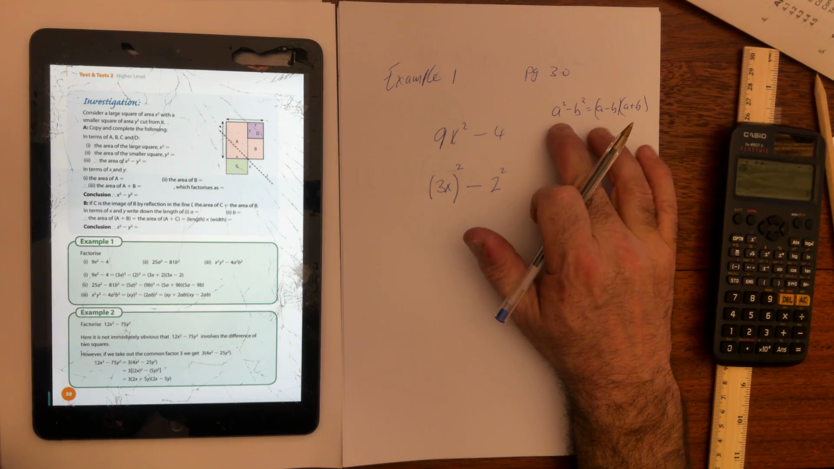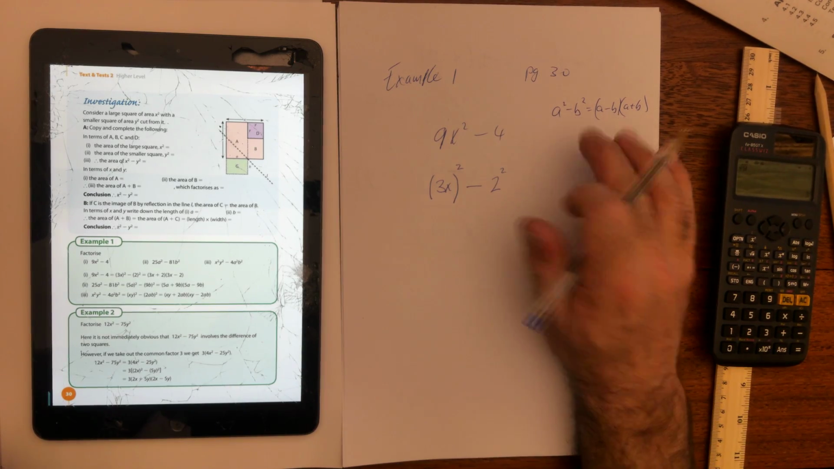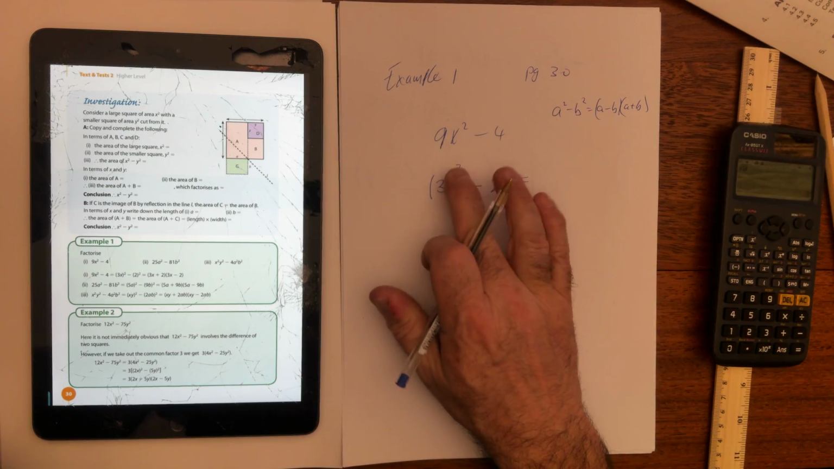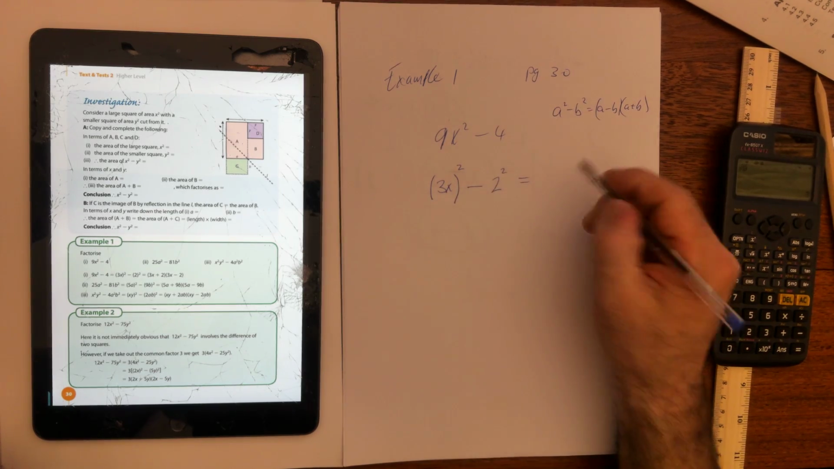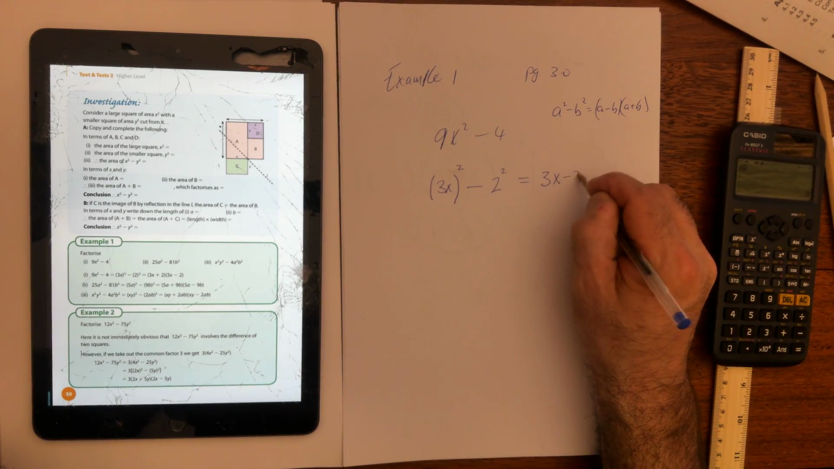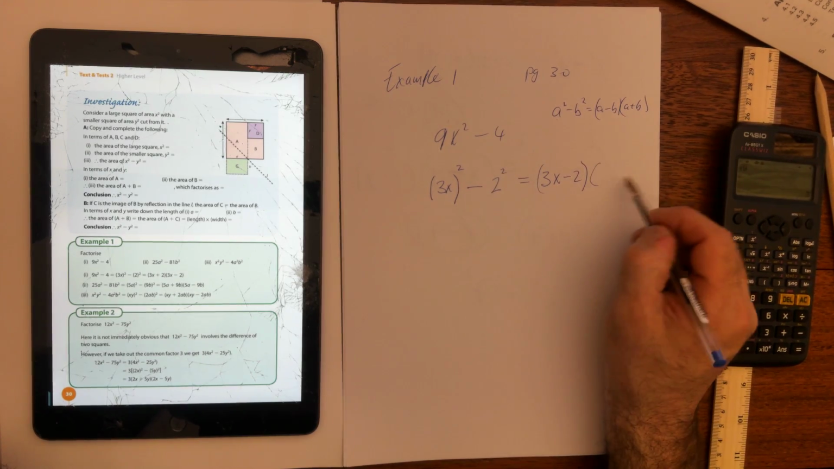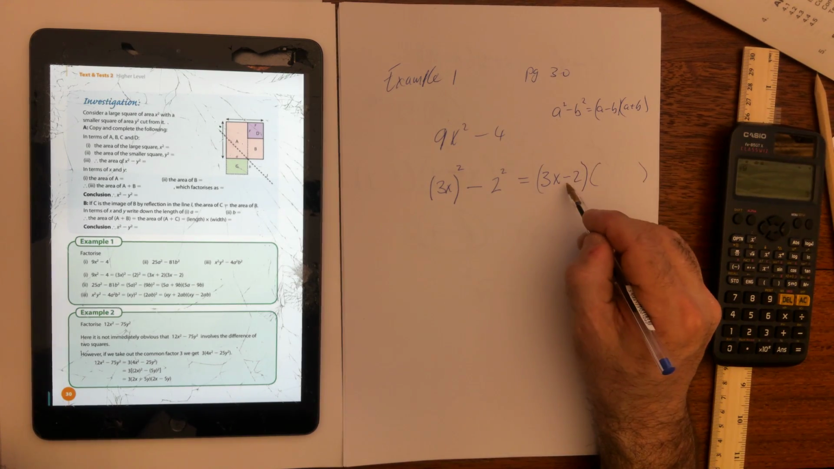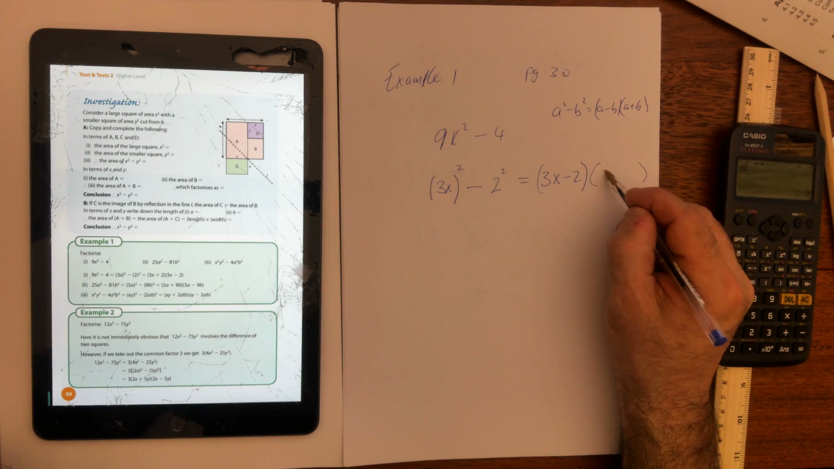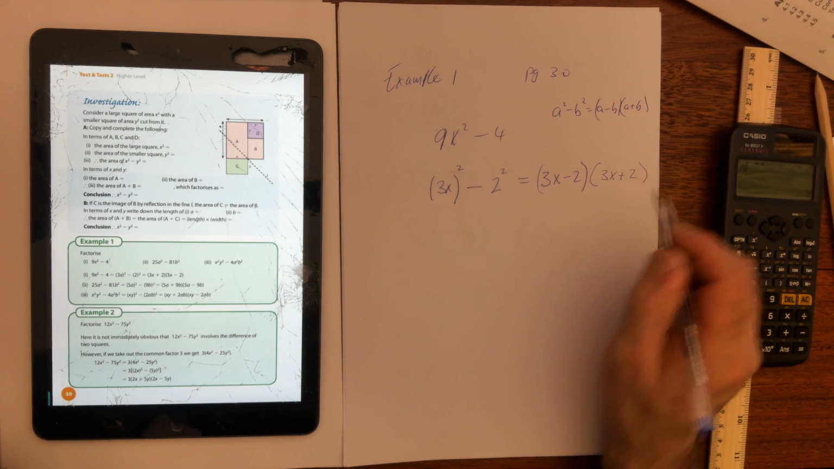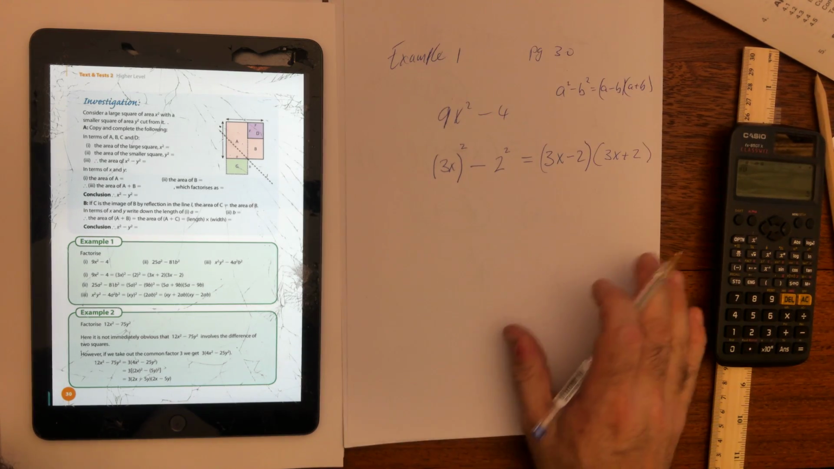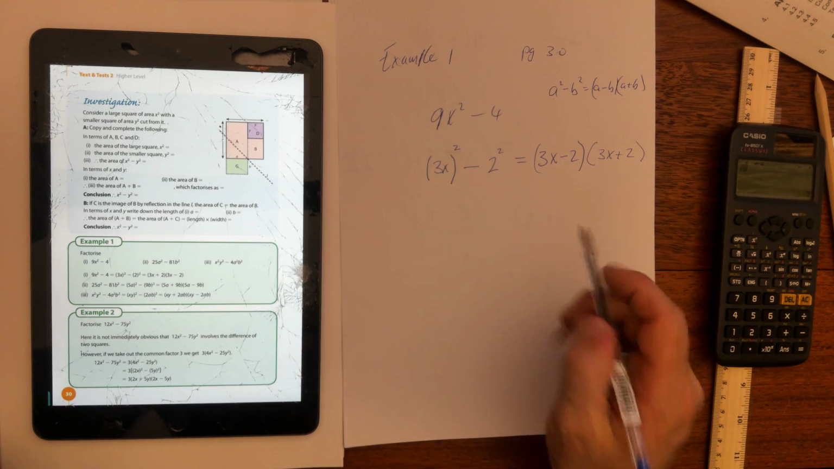So this will say if you're trying to factor the difference of two squares, you will start by dropping the squares and using the difference. 3x minus 2. I hope you understand why I can drop that now. And then, this is a difference, so you'll write the corresponding sum, 3x plus 2. Okay, let's do the next one.